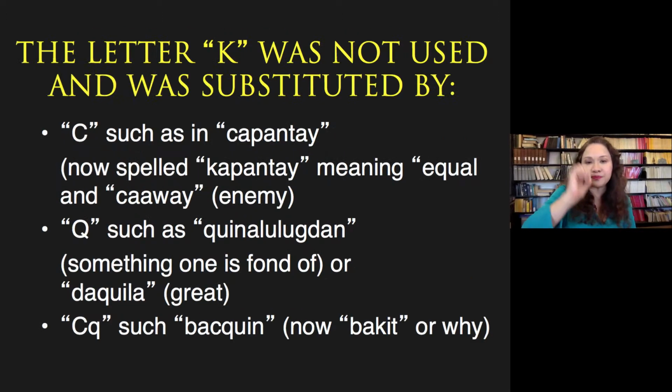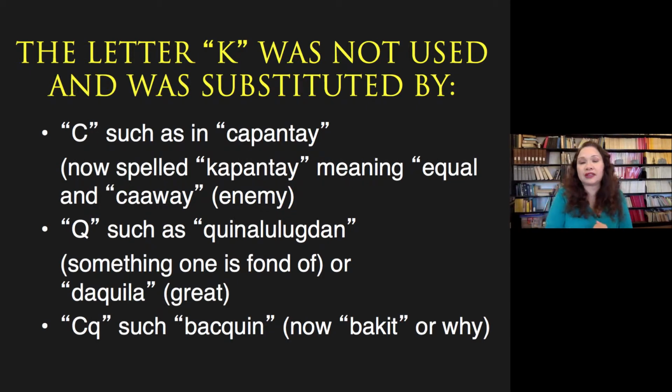Okay, let's move on. You have to remember that one of the significant developments during the Spanish colonial period in terms of letters was that the letter K was not used at all. Instead, for the letter K, they used the letter C. An example of this is capantay. And now, of course, you spell kapantay with a K, meaning equal. And you also have the word caaway, meaning enemy.